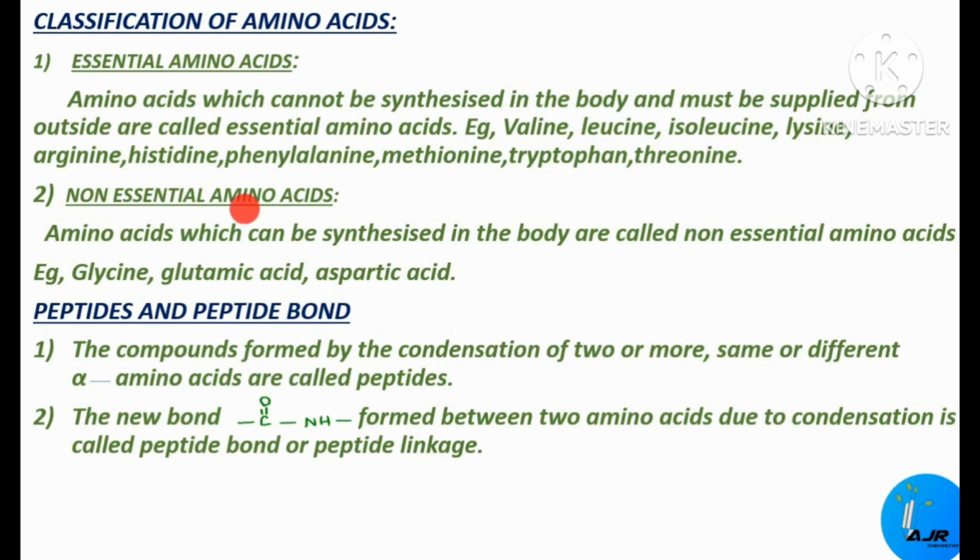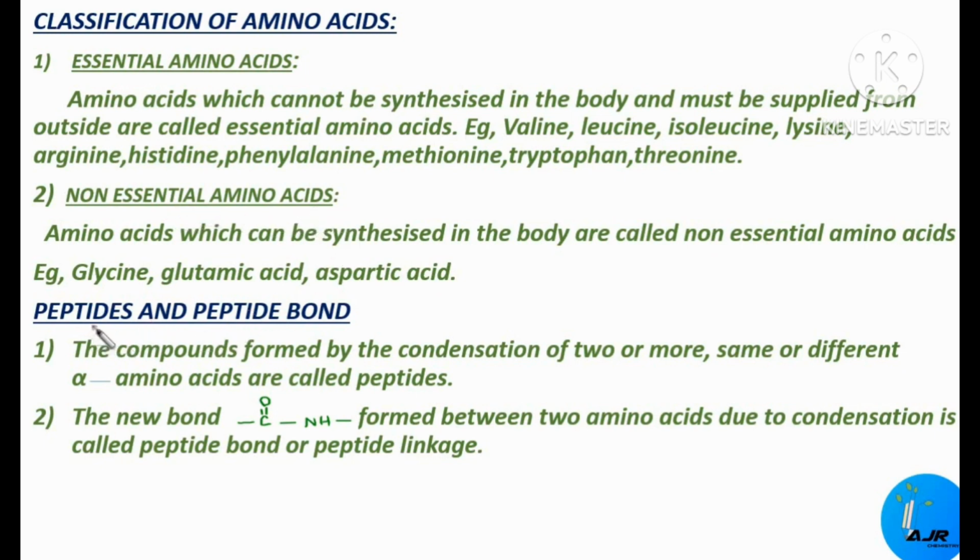Next category is non-essential amino acids. Amino acids which can be synthesized in the body are called non-essential amino acids. These amino acids can be synthesized, prepared by our body. So those amino acids are called non-essential amino acids. Examples: glycine, glutamic acid, aspartic acid are examples of non-essential amino acids.